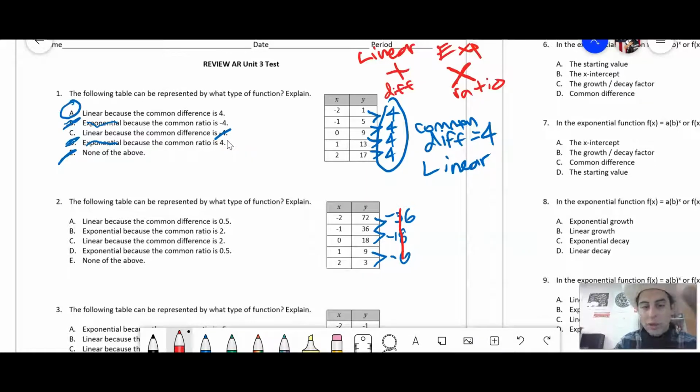But now what we're going to do is we're going to divide, okay? The bottom number divided by the top number. Bottom divided by top. Bottom divided by top, okay? So over here, 36 over 72. Now when I reduce that, I get 1/2. Let's do it again. 18 over 36. What does that reduce to? 1/2. 9 over 18. Oh, I skipped one originally. 1/2.